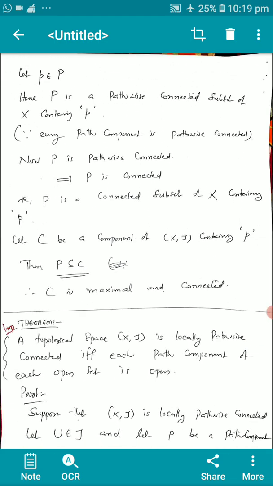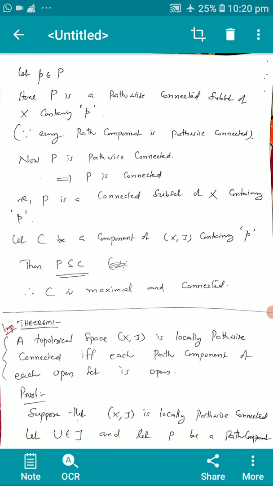One more theorem is important. Next theorem. A topological space X is locally path connected if and only if each path component of each open set is open. Proof.